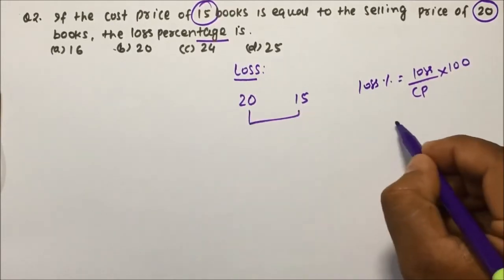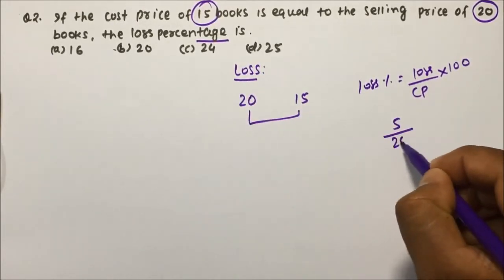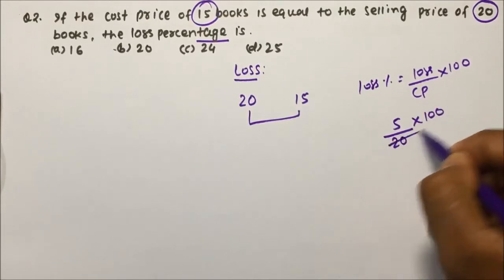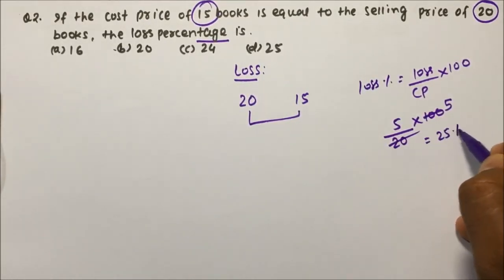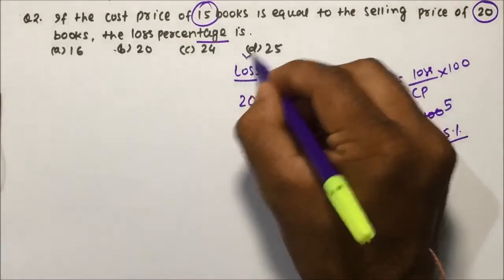Now what is the loss? The loss is 5 rupees and the cost price is 20 rupees into 100. So this will be 5 upon 20 into 100, and that is 25%. So there will be a loss of 25%.